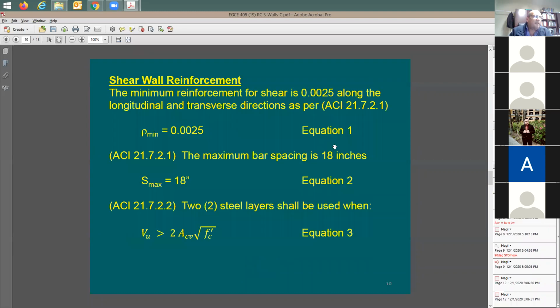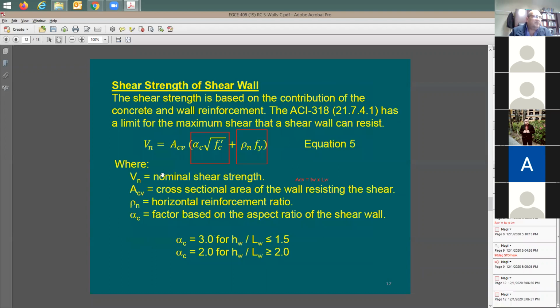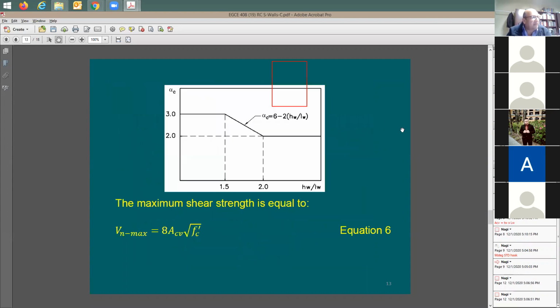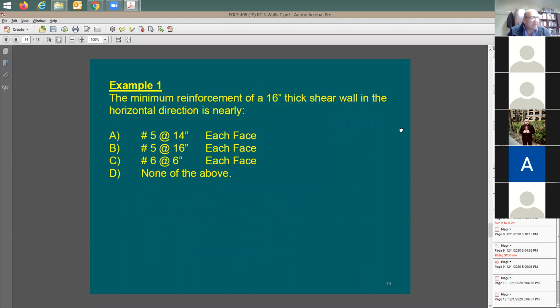Okay. How can you figure out this reinforcement ratio? Well, we have seen reinforcement ratio before, and all we need is one example to explain how this is going to get done. And this is going to be example one. I'm going to stop here at this point and ask you guys if you have any questions. Otherwise, I'll see you in the office hour in a minute from now.